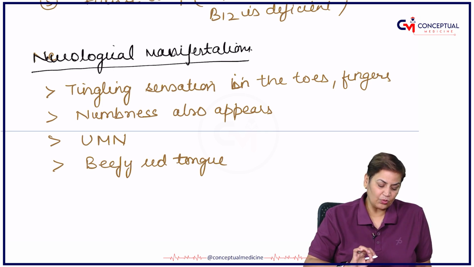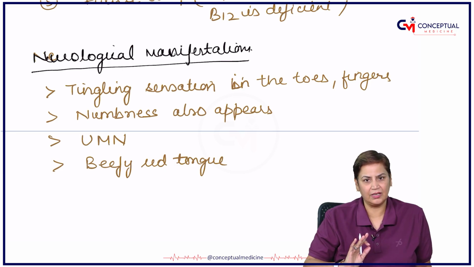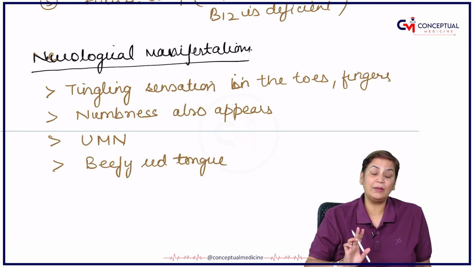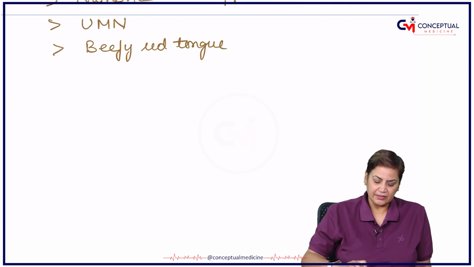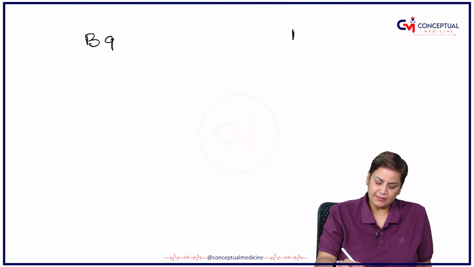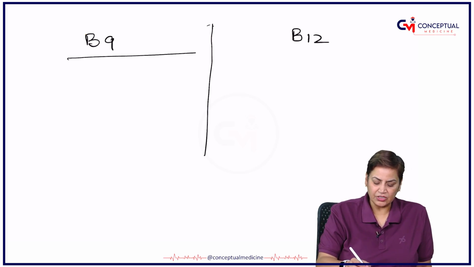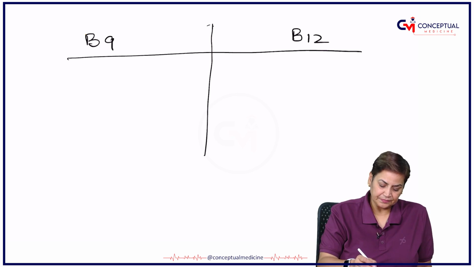Right? And this is the only vitamin, just now I told you, which is of animal origin. And these are the only two hematopoietic vitamins which are a component of B complex. Right? And suppose if I have to differentiate between B9 and B12, I can simply say that both are catalyzing one same reaction. But in B9, excretion of FIGLU is there.